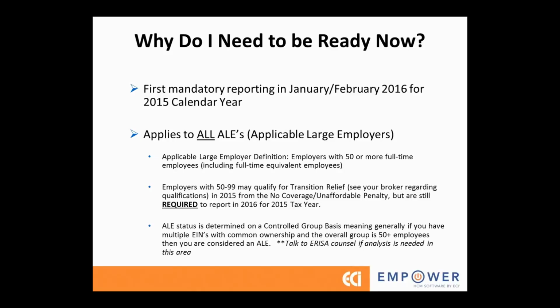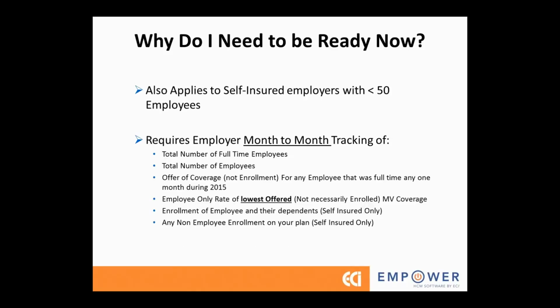It's a very important point. Another important point is employers between 50 to 99, even if you qualify for transition relief, you still have to do the reporting this year, next year, for this calendar year. Now, I get that question a lot, and so I want to make sure that that's very clear. When I go through the actual forms, you'll see a code that's used for transition relief, but I want to make sure that you realize that you are required to do the reporting for this calendar year.